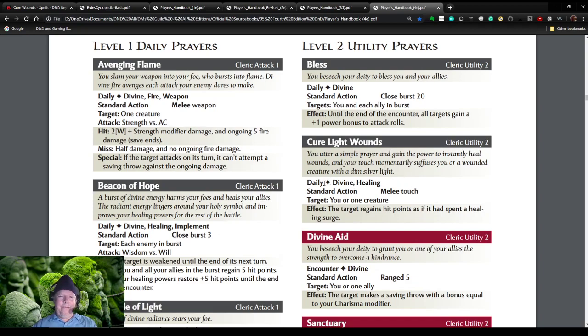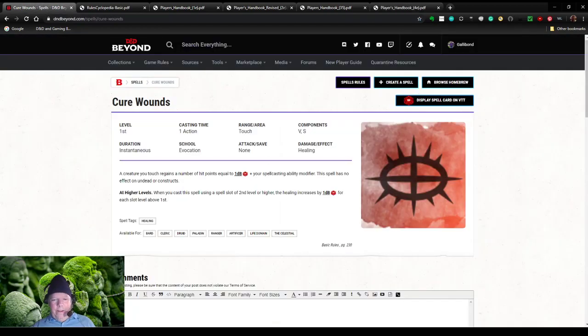But again, the problem is it's daily, so you can only do that once a day. And then you have to rely on either the character's innate healing or potions or other types of things, because your cleric is only going to be able to do 1 Cure Light Wounds each day. All right, well, that is going to wrap it up for our look at Cure Light Wounds, and Cure Wounds, I should say.